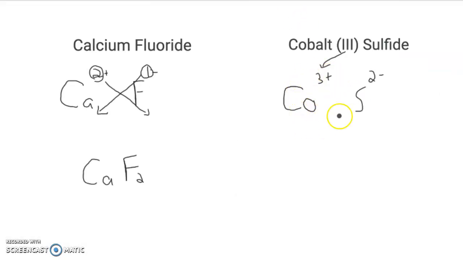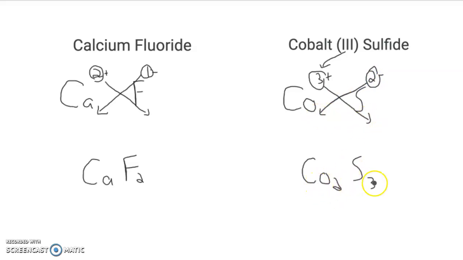Okay, so we have a positive 3 and a negative 2. So you think a common multiple between those would be 6. That means we'd have to have 2 cobalts for every 3 sulfides to get the charges to add up to 0. So we get a positive 6 and a negative 6. You can also, just like the other example, take the magnitude of the charge and cross it over to the other ion, and it becomes their subscript. So Co2S3. So those are the 2 examples right there.